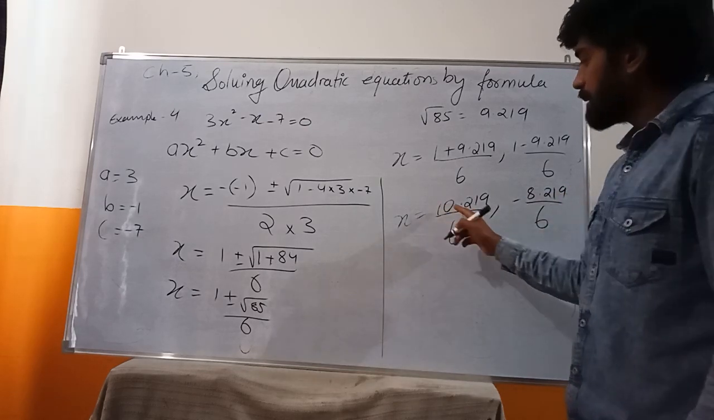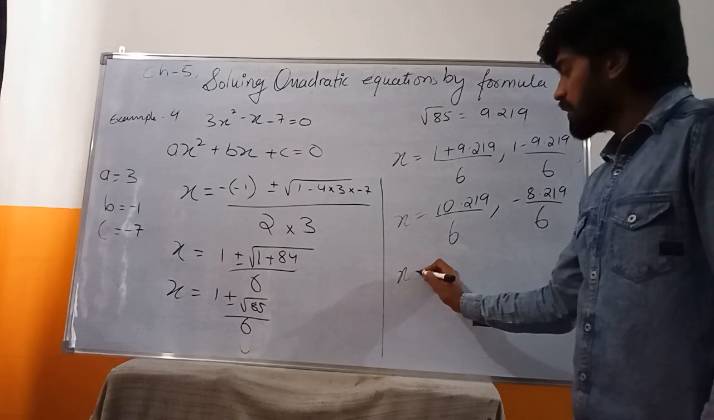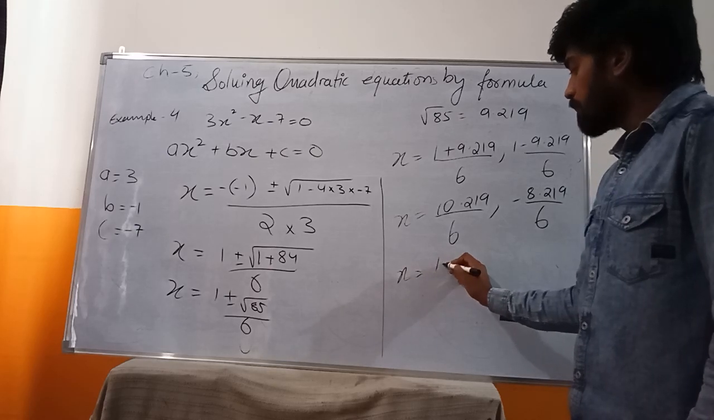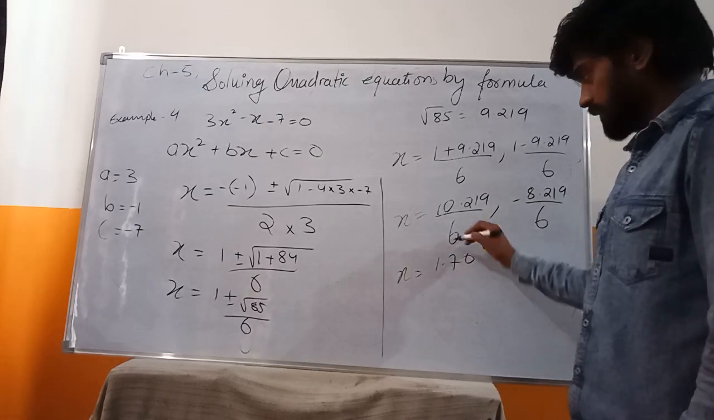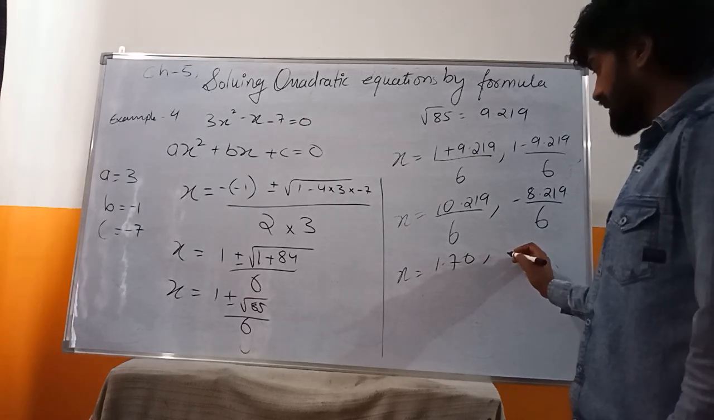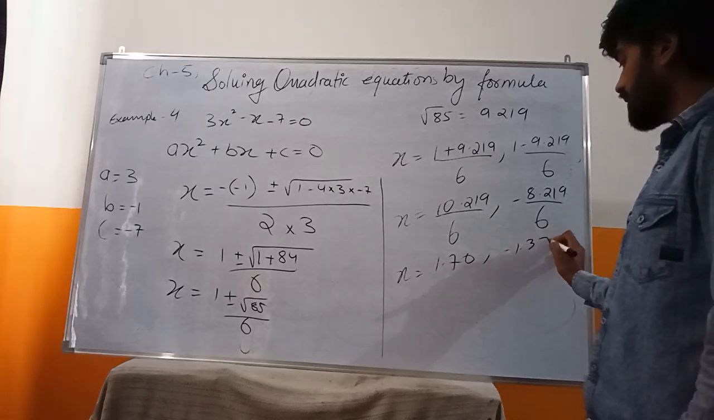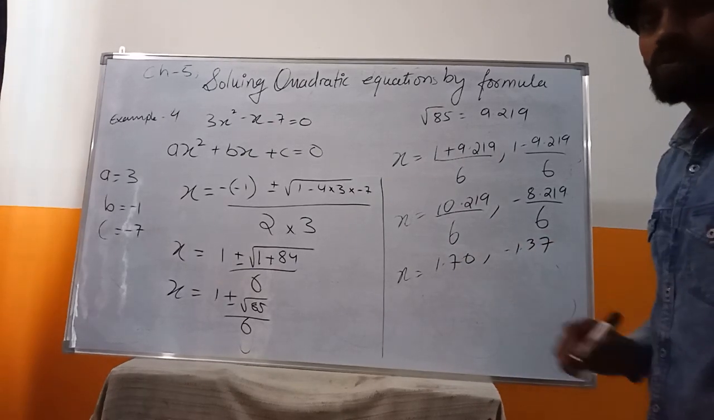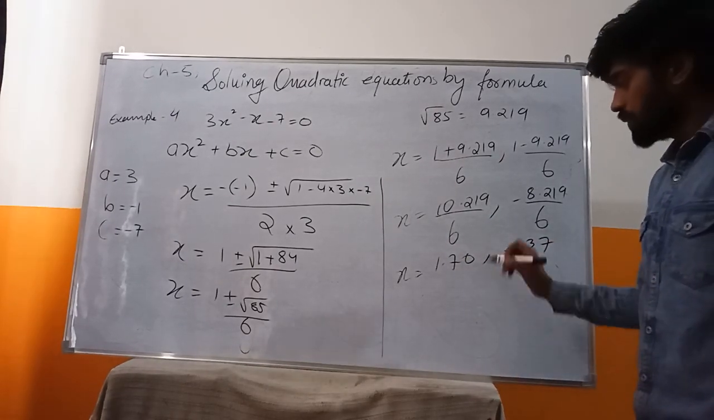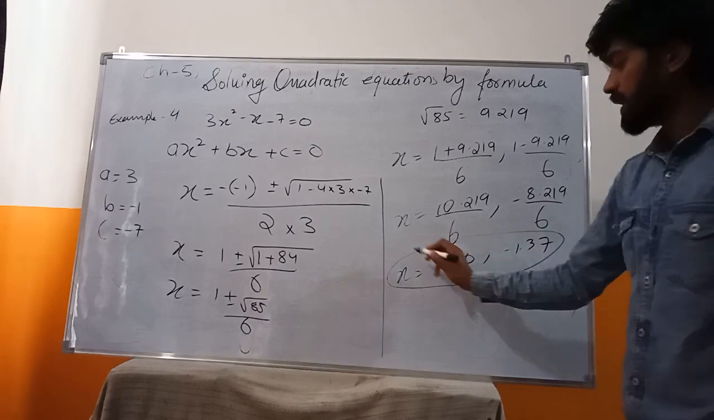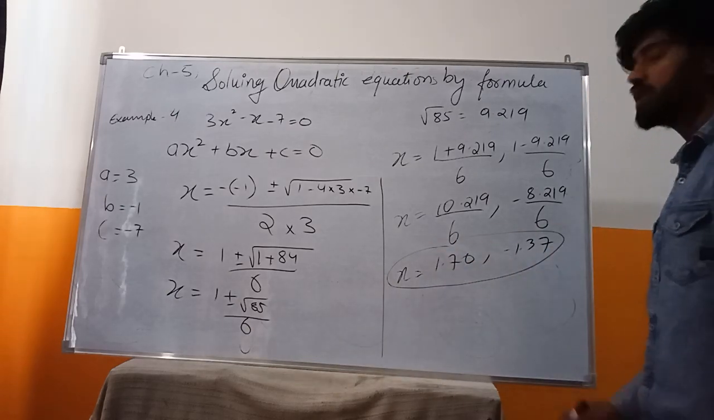And when I divide 10.219, I'm going to get a value of 1.70. If I divide this, I'm going to get minus 1.37 approximately. You can also look at the examples, you'll be able to see. So these are the two values that I got for x, 1.70 and minus 1.37.